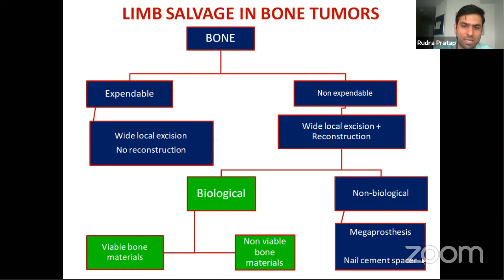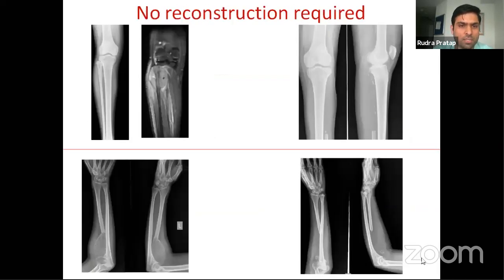The reconstruction options can be broadly divided into two parts. It can be either biological or non-biological. The most commonly used non-biological reconstruction options are megaprosthesis and nail cement or plate cement spacer. Biological reconstruction options are broadly divided into viable bone material and non-viable bone materials. These are two examples in which a tumor excision is not followed by a reconstruction. First is a proximal fibula osteosarcoma, and second is an osteosarcoma of the proximal radius, which have been excised and no reconstruction has been done afterwards.